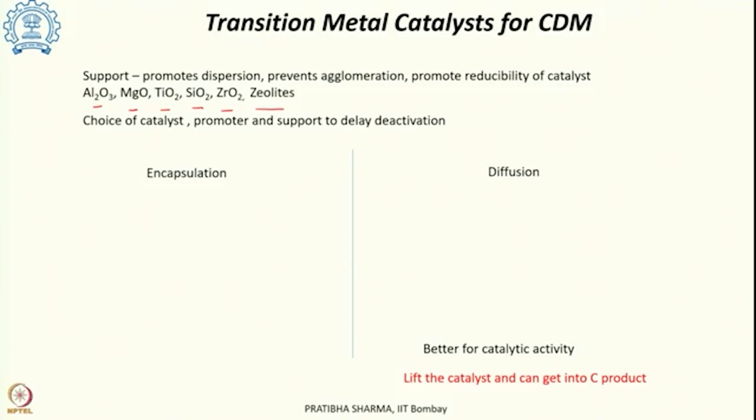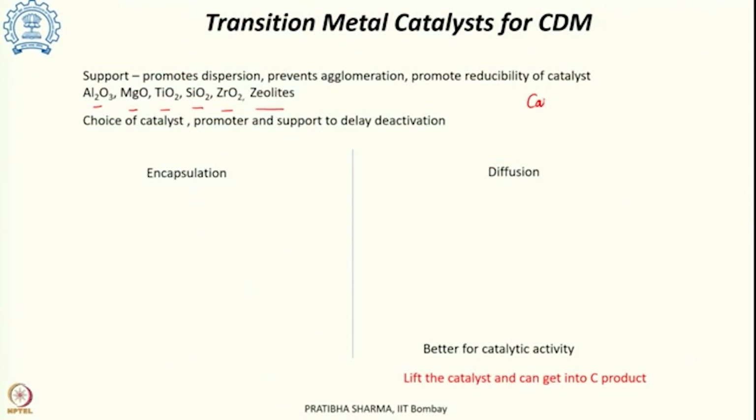Unlike the other reforming methods, in the catalytic decomposition of methane, the deactivation is inevitable. The reason is the product is carbon, and that carbon which is obtained as the product deposits onto the surface of the catalyst and that finally deactivates it. So, deactivation is a must process in the decomposition of methane. However, an appropriate choice of catalyst, promoter and support can delay this deactivation. So, that is what is required.